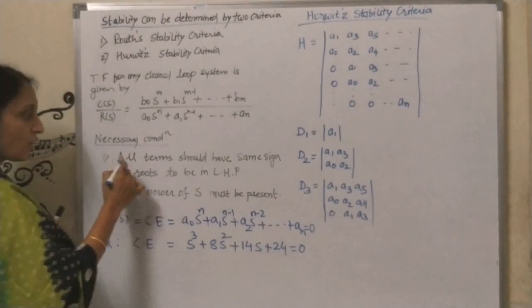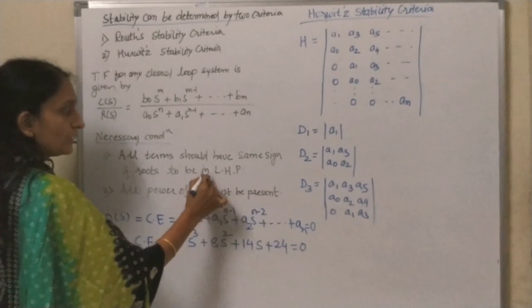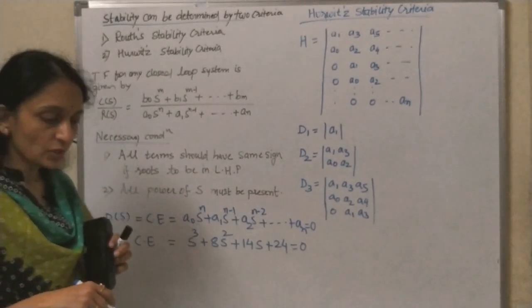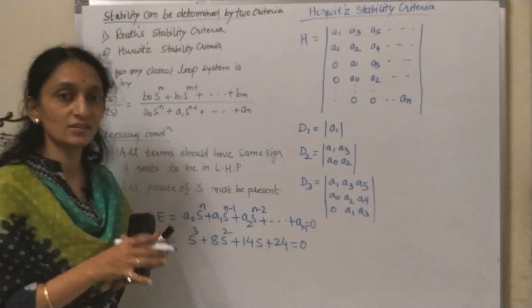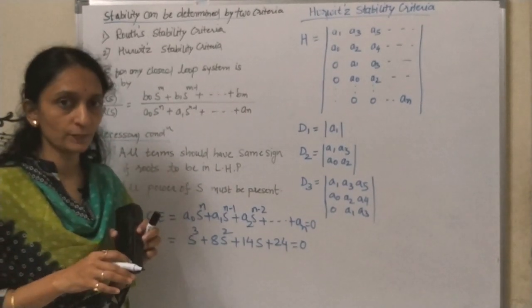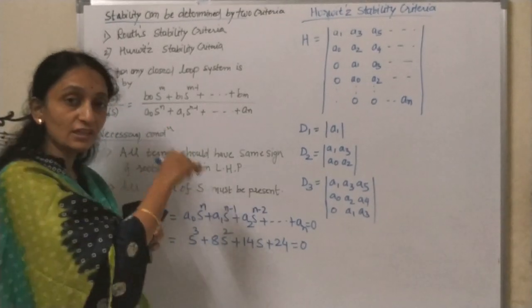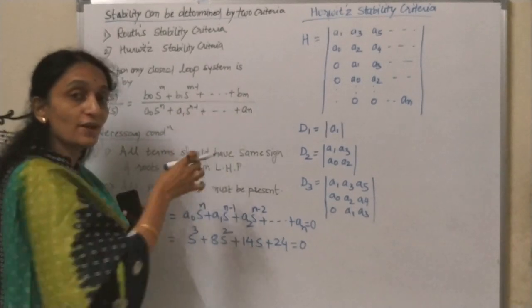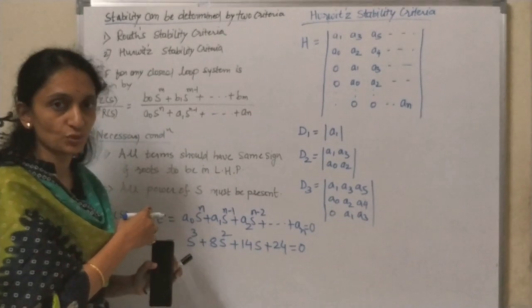Number one, all terms should have same sign if roots are to be in left hand plane. Okay, we have seen that if all the poles are located on left hand side of j omega axis, then system is stable. So necessary condition is that all the terms in denominator should have same sign, that is all the poles should be on left hand side of j omega axis.